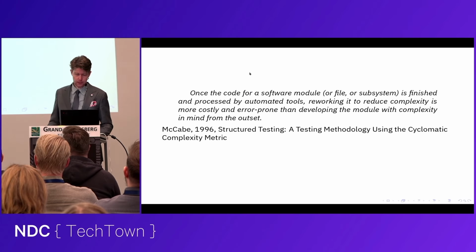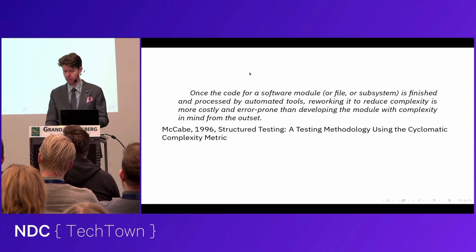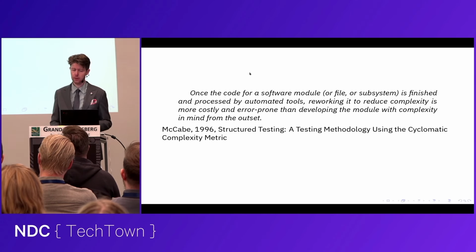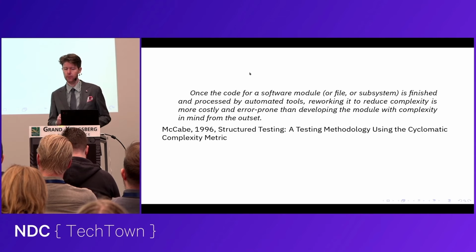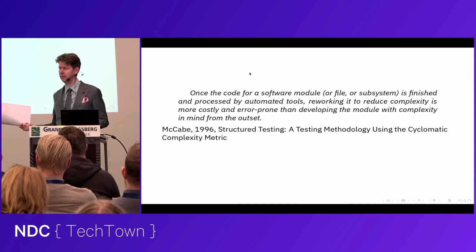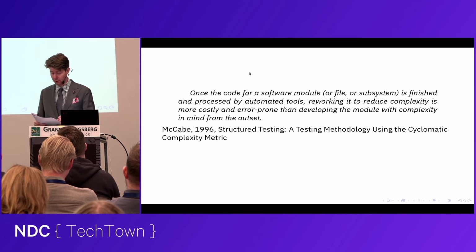So that from the paper is a verbatim quote: once the code for a software module or file or subsystem or function is finished and processed by automated tools, reworking it to reduce complexity is more costly and error-prone than developing the module with the complexity in mind from the outset. So pretty much, if you measure things that measure the complexity early on, you will probably not make it as complex as if you do it after the fact, and you will definitely not change it once you've written it.